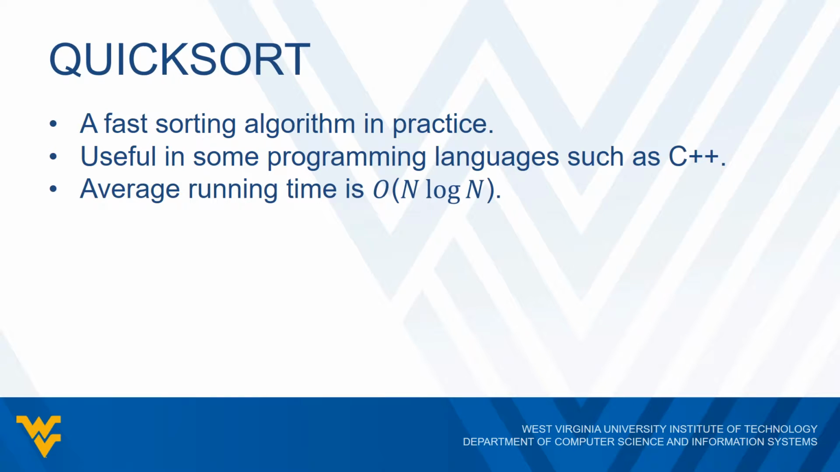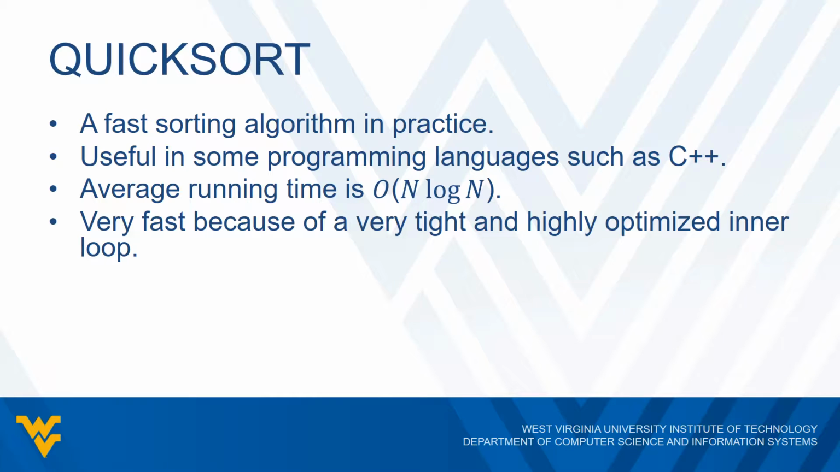The average running time of the algorithm is O of n log n, so on average it's already just as good as any of the other sorting algorithms we've talked about, at least some of the better ones. And the reason why it's fast is because it has a very tight and highly optimized inner loop. We'll see that algorithm a little bit later on, but we'll see that the way the loop is set up, it's very tight, it's very efficient.